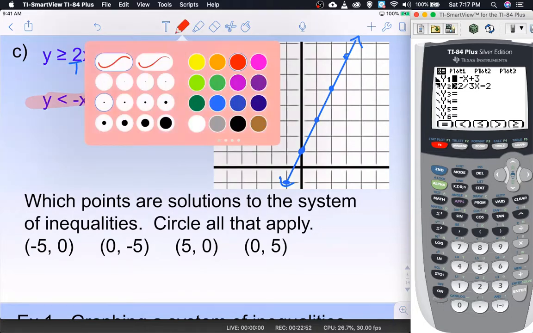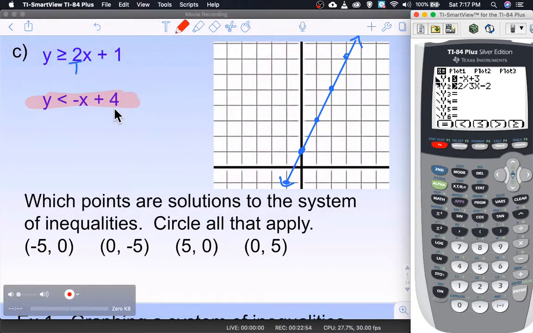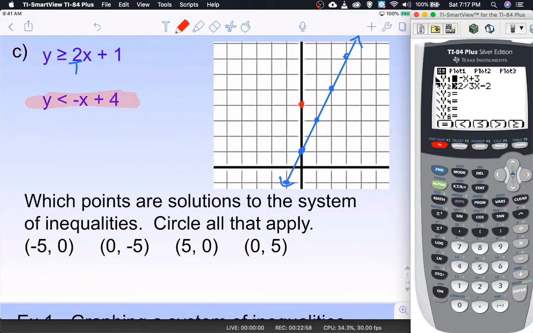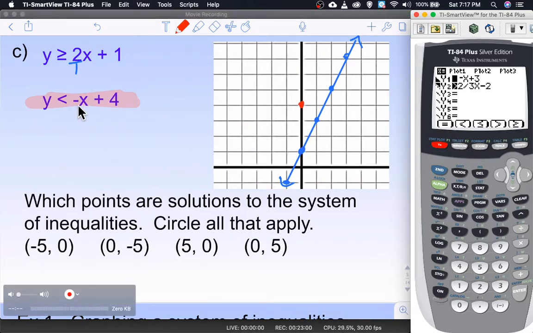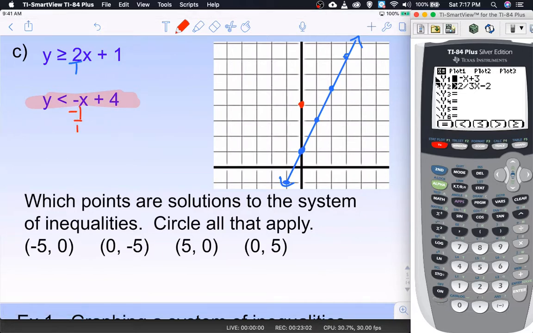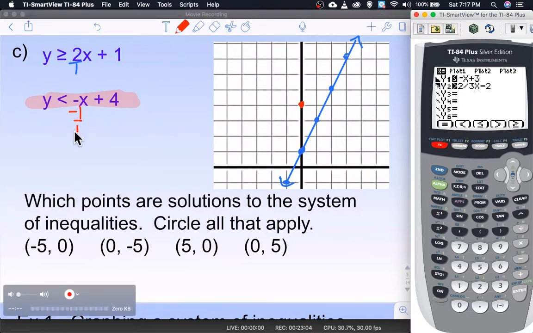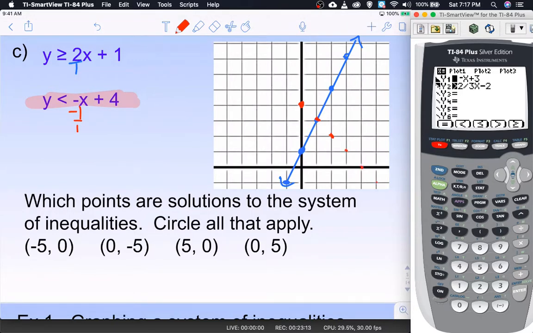And now I go to red. Y-intercept is +4. 1, 2, 3, 4 is right here. And my slope is -1 over 1. That's down 1 over 1, down 1 over 1, down 1 over 1, and repeat forever on both sides.